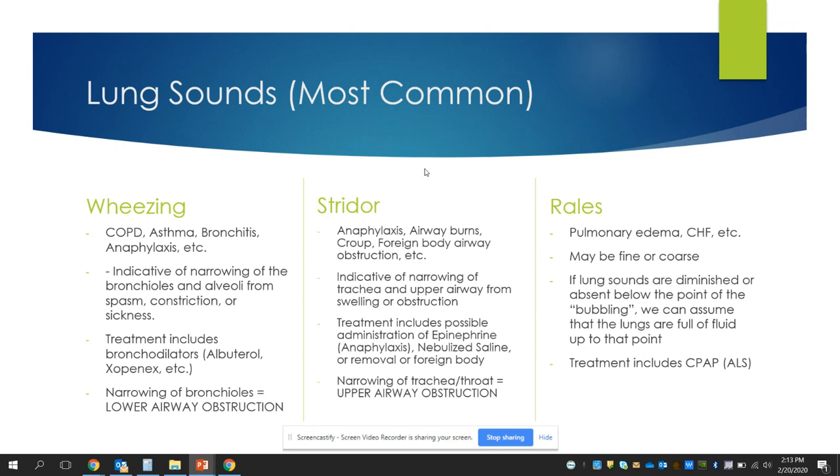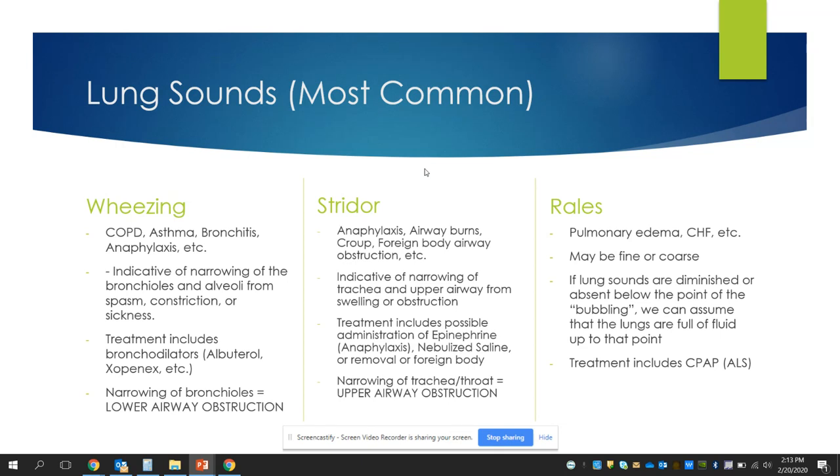Now, in upper airway obstruction, we might hear stridor. And so you could hear this for a lot of different reasons. It could be anaphylaxis that's causing a swelling in the airway. It could be swelling from burns. It could be some type of infection there like croup. It could be an actual foreign body that's blocking the airway. But whatever it is that is blocking that passage of air, constricting it, is causing this high-pitched whistling sound, and that is an upper airway obstruction.